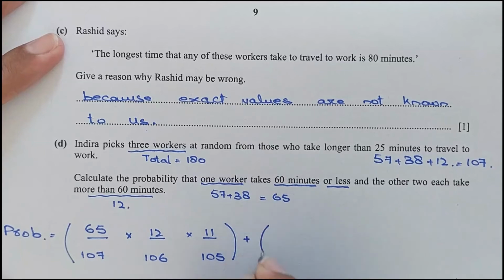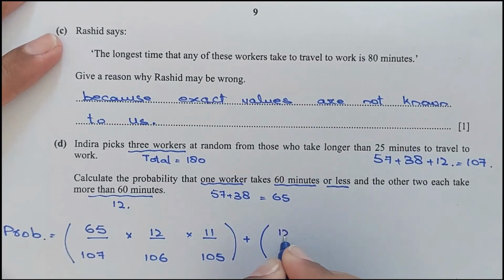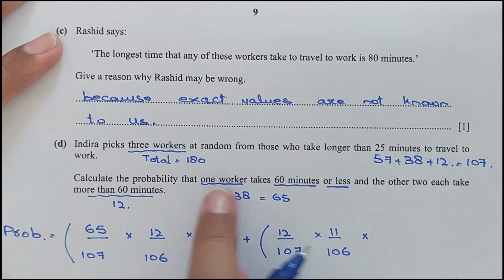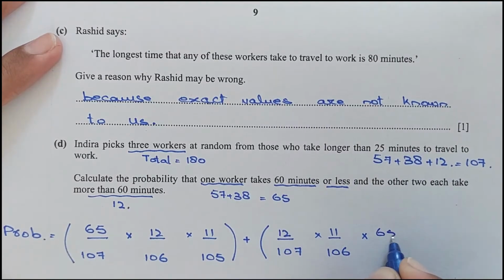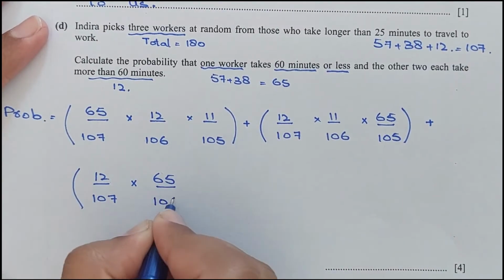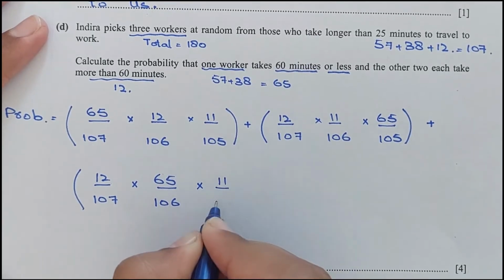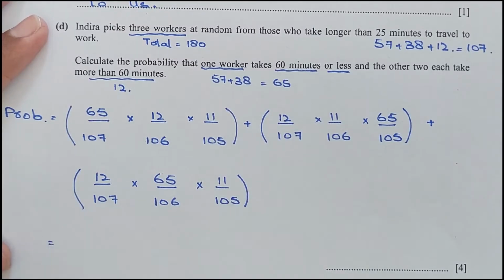Plus the second combination: let's say the first 2 workers take more than 60 minutes. So 12 out of 107 multiplied by 11 out of 106, multiplied by the third worker taking 60 minutes or less, which is 65 out of 105. Plus the third combination: the first worker takes more than 60 minutes, 12 out of 107. The second worker takes 60 minutes or less, so 65 out of 106. And the third worker again takes more than 60 minutes, so 11 out of 105. So these are the 3 combinations we have.